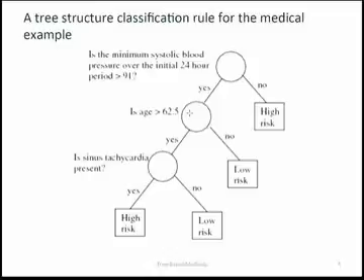What's the age? Is it greater than 62.5? If it's not, then they're low risk, okay? If it is, you need to ask another question, okay? Is sinus tachycardia present? If it is, high risk. If it's not, low risk.